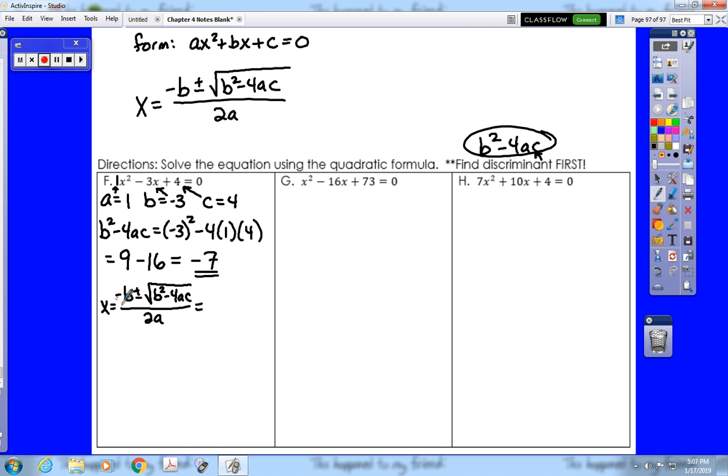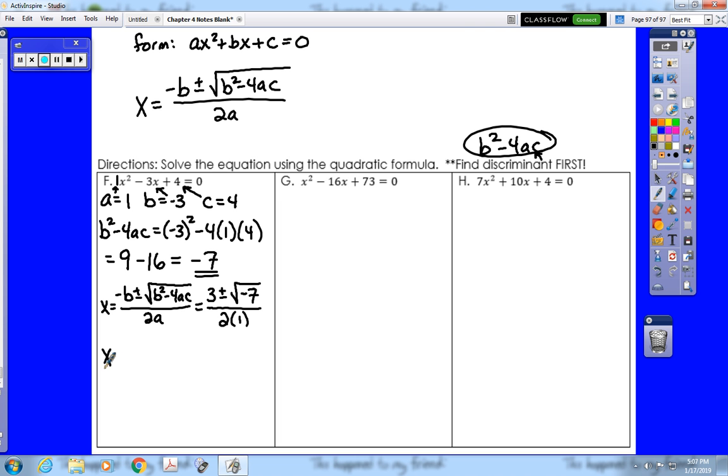Now you need to be very careful when it says negative b. This says the opposite of b. So since b is a negative number, when we plug it into the equation, that negative number would become positive. So negative b is 3, plus or minus the square root of our discriminant, which was negative 7, that goes underneath the root, over 2 times a, 2 times 1.